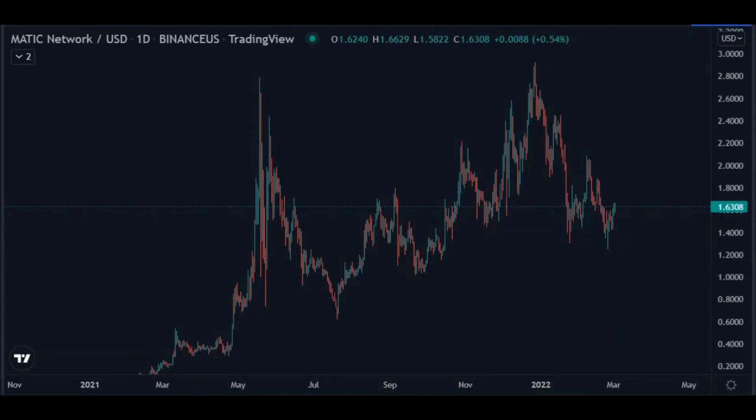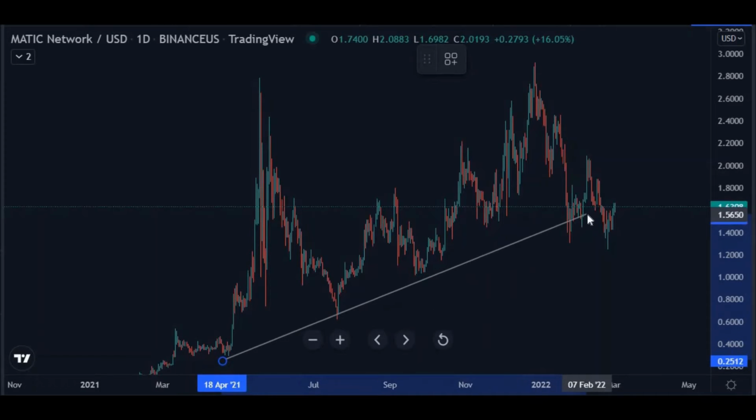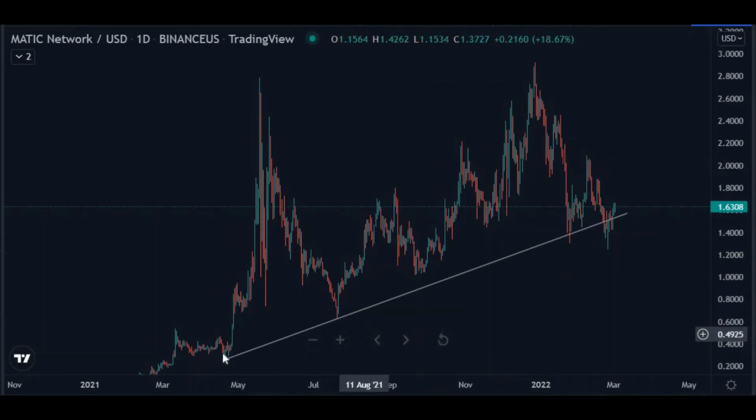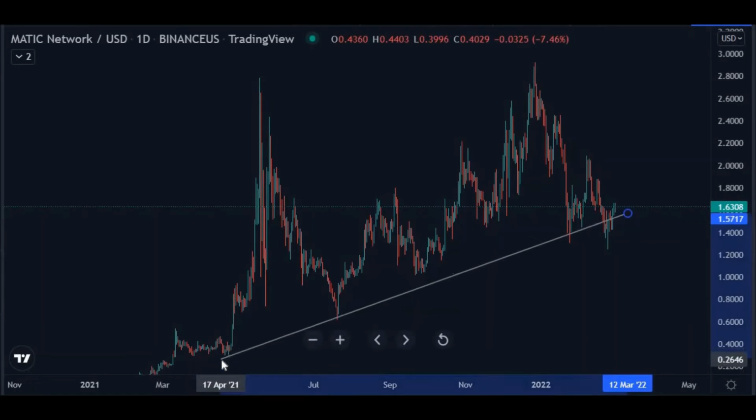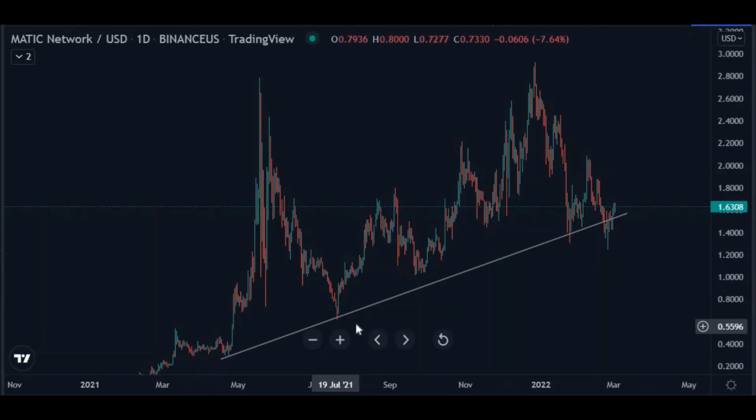On the daily chart, if I draw my trend line looking at this as an uptrend, I'm just going to take my trend line from somewhere down here. This trend line has been tested on multiple occasions, once, twice, 3 times, and in all cases respected.